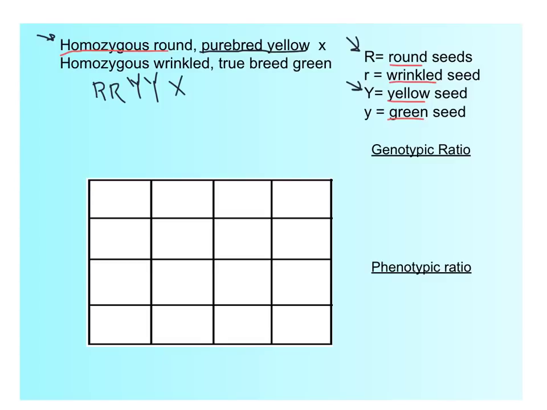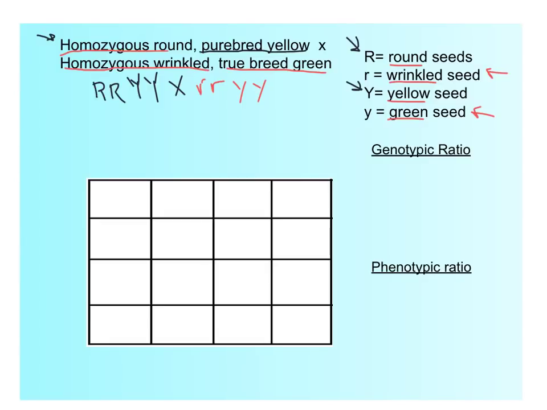Now we're going to cross it with another plant that is homozygous wrinkled. So homozygous means same, and since it's wrinkled, we know they're both going to be little r, let's make that look like an R, and it's going to be true breed green seeds. True breed means the same, just like homozygous means same, and since it's green, it's going to be little y. Now this is the easiest of any of the dihybrids you can get, because they're both homozygous for both traits. That makes it super easy.